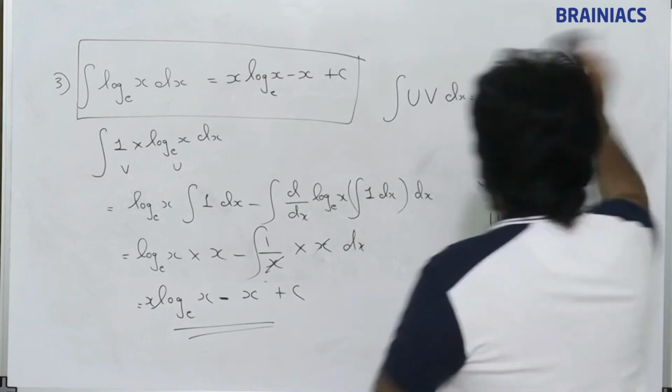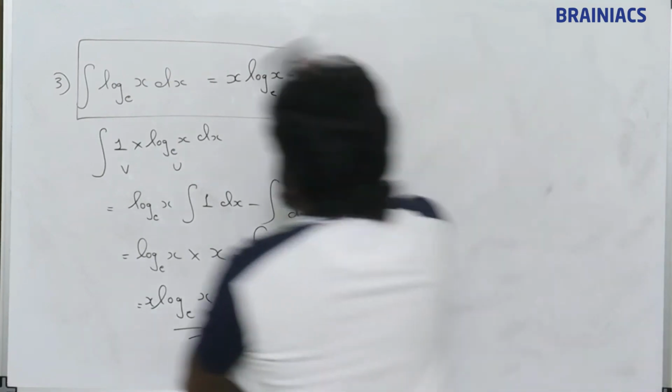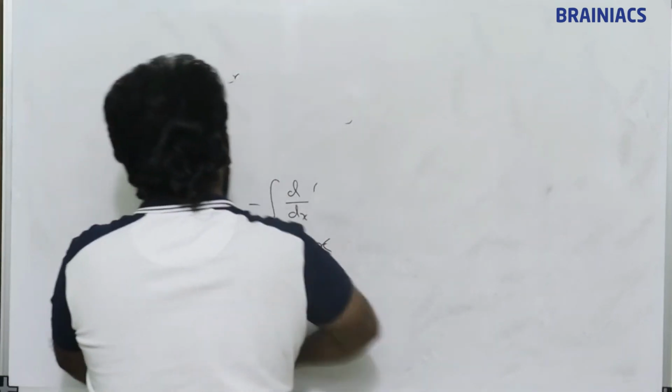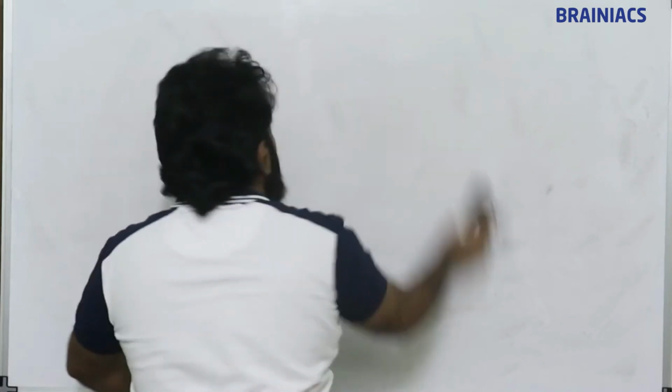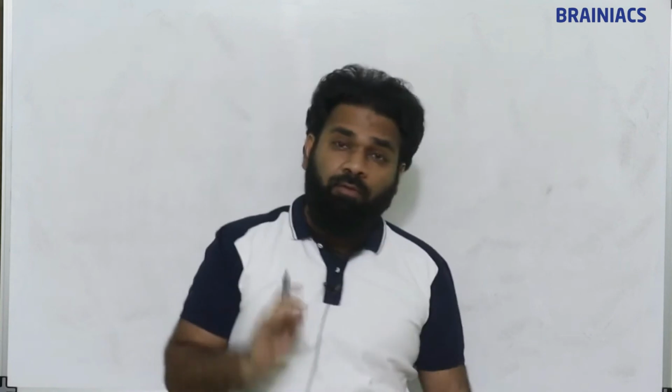Okay, clear? So if we get product of two functions, this is how we should integrate. This is one method. Lot of methods are there, lot of varieties, lot of types of functions. So this is an ocean, just we are studying something.